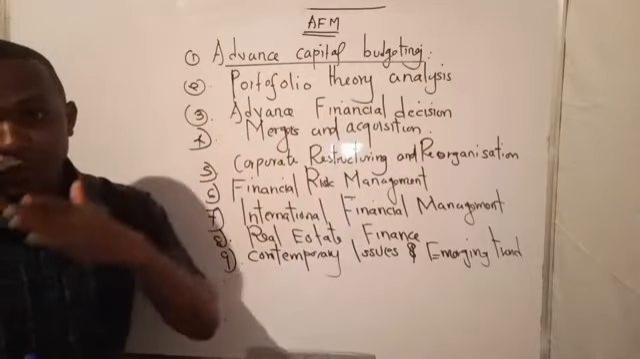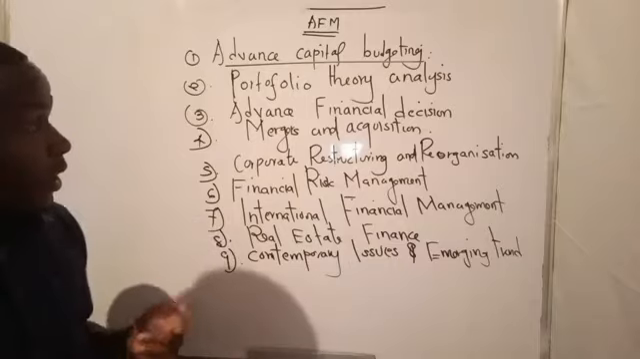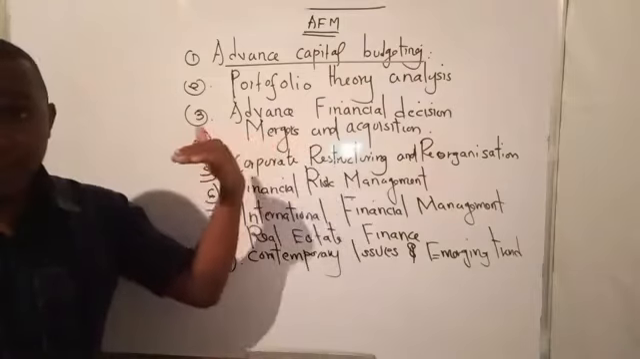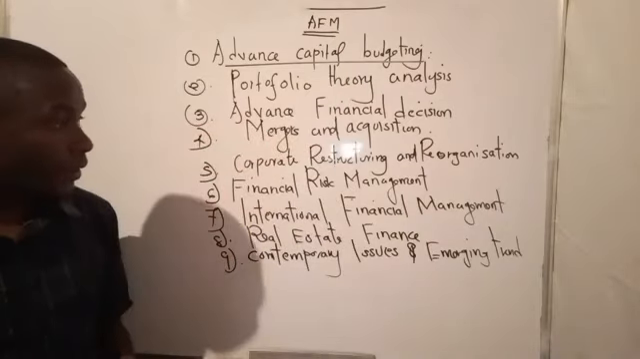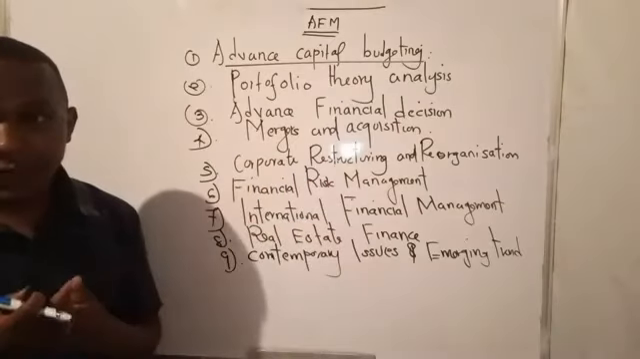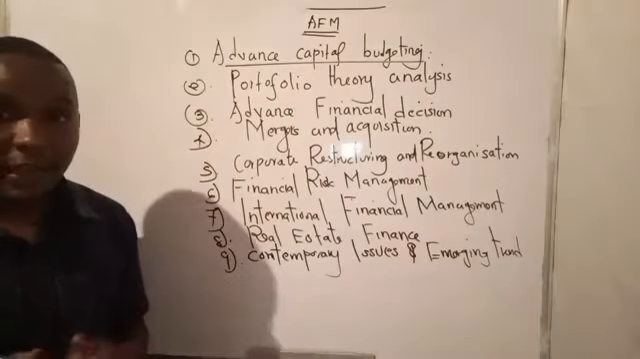If one company or two companies want to merge and form one company, we will see that one. You see different types of acquisition, the horizontal and vertical. And then we see financial risk management. What are the types of risk? How do we calculate risk? And how do we measure the risk?